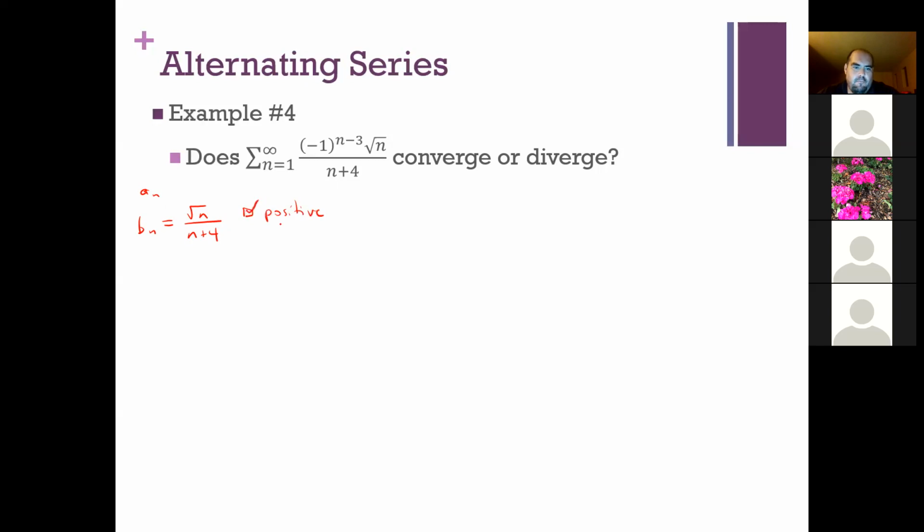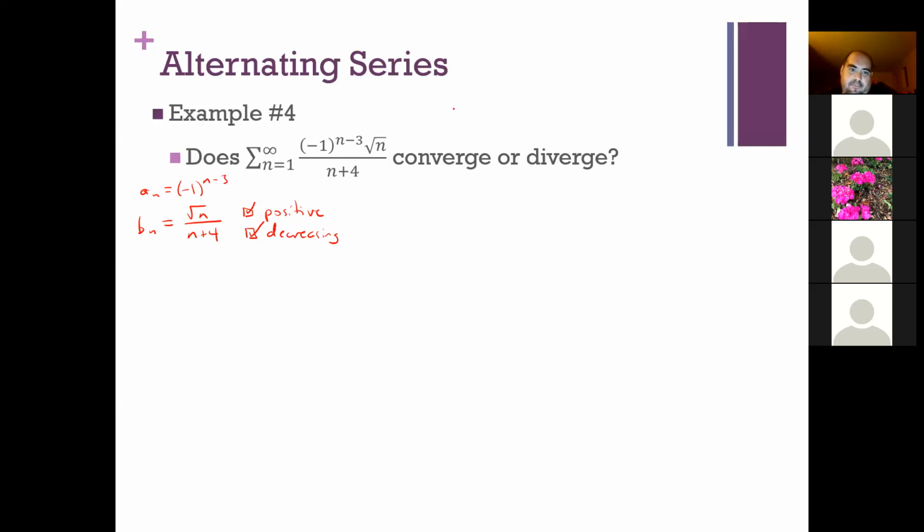What else do we know? It would be decreasing too. Yep, I agree with that. Good. So we're starting to check off some of the boxes for the alternating series test. Have I gotten them all, or do I need to keep investigating? And it would be alternating. Okay, and what's my alternating component? The -1 to the n minus 3.